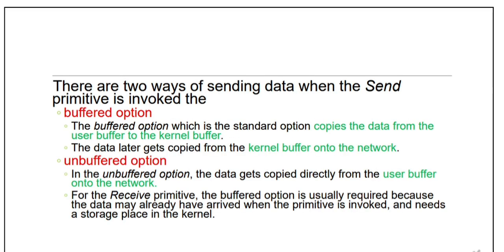There are two ways of sending the data when the send primitive is invoked: the buffered option and the unbuffered option. The buffered option means the standard option copies the data from the user buffer to the kernel buffer. It won't be directly copied to the network. First it copies the data from the user, then moves it to the kernel buffer. The unbuffered option means the data is directly copied from the user buffer to the network.